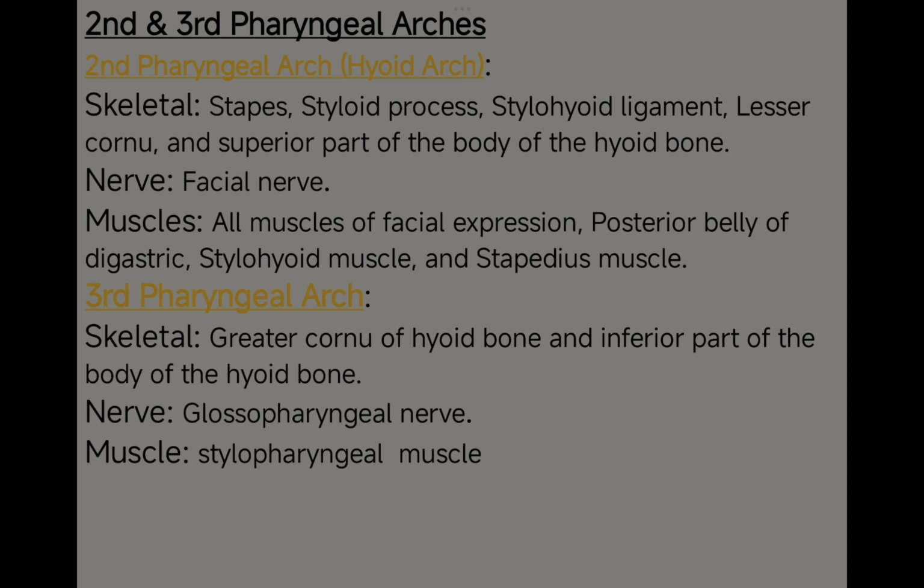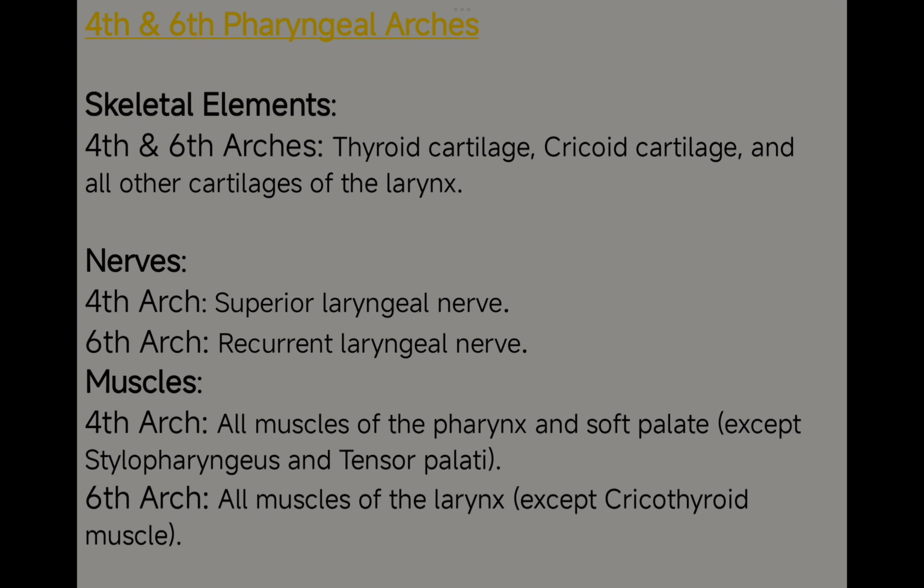The third pharyngeal arch. The greater cornea of the hyoid bone and inferior part of the body of the hyoid bone develop from this third pharyngeal arch. The glossopharyngeal nerve develops from this third pharyngeal arch. Stylopharyngeus muscle also develops from this third pharyngeal arch. The fourth and the sixth pharyngeal arches.